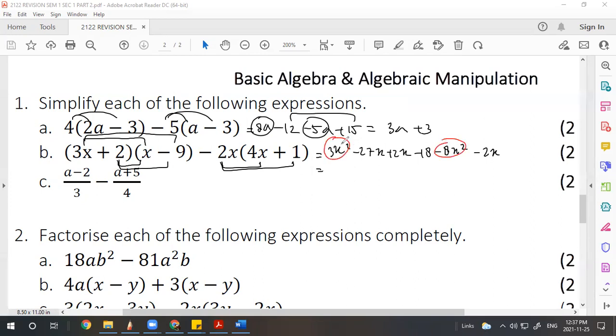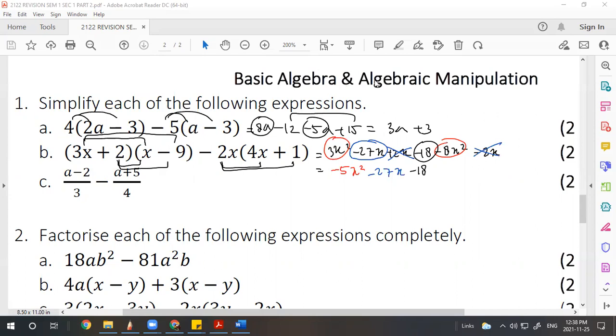3x squared minus 8x squared is negative 5x squared. Right? The blue color. I use the other color. Negative 27x plus 2x, minus 2x kan hilang, jadi negative 27x aja. Sisanya ya udah negative 18. Udah beres. Ya, ini tinggal di copy paste ke bawah. That's how you do. Now for number C, part C.